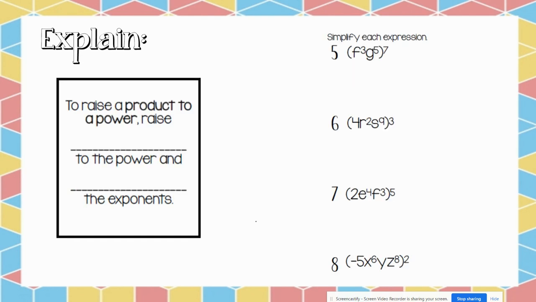So to raise a product to a power, you are going to raise both factors, or as many factors as there are, to the power, and then you need to always make sure that you multiply the exponents.